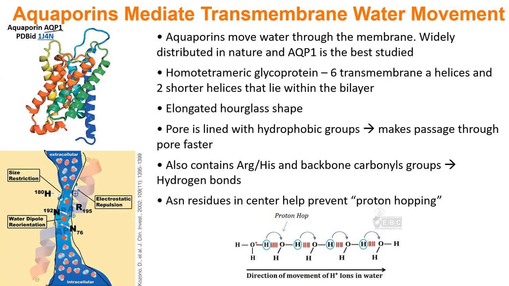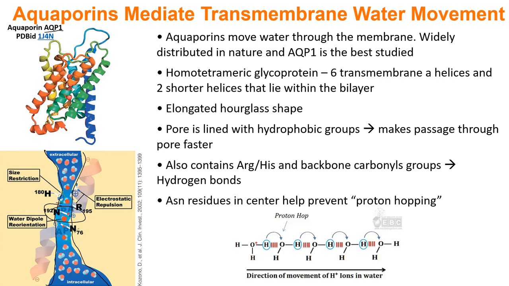But you can't just have nothing but hydrophobic groups in the pore. If you did, water would not interact with it at all. So in addition to our periodic hydrophobic groups, we also have charged amino acids to hydrogen bond. You have backbones of your amino acids that can also hydrogen bond with the water. And this is a way to make sure that water wants to interact with the pore to begin with and also move down through the channel. Now there's one key residue in this pore, and that's asparagine 192.